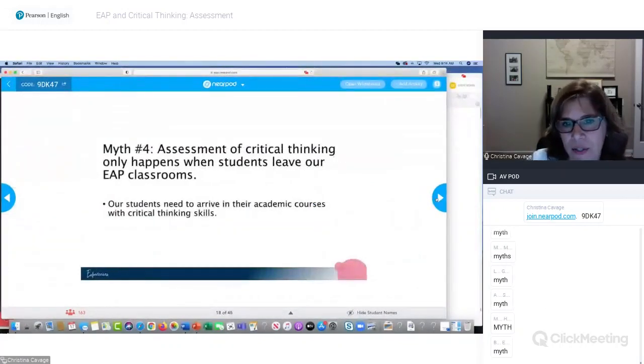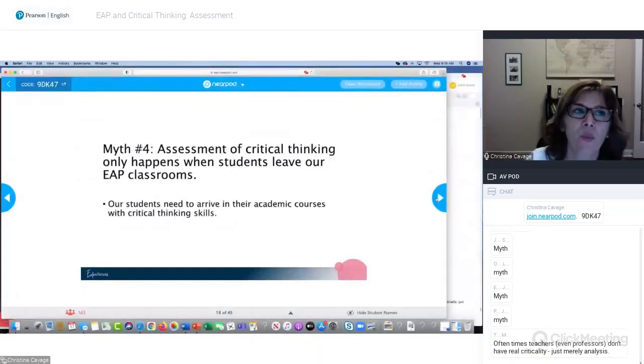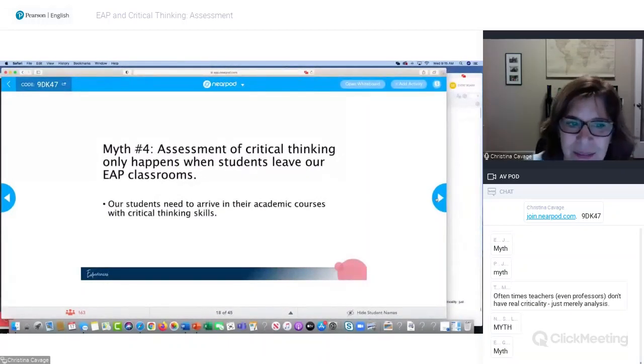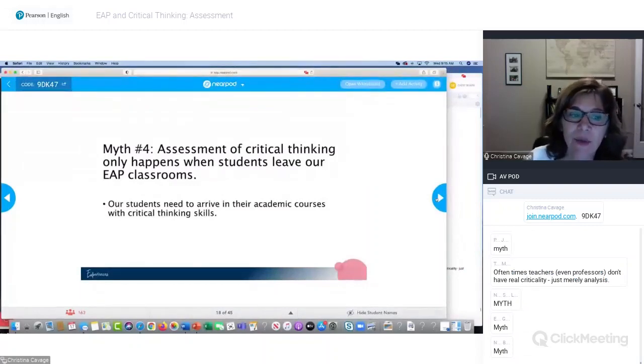And this also is a myth. Our students need to arrive in their academic courses with critical thinking skills, okay? We cannot count on them being developed when they're in their academic discipline courses. It's something that we really need to build and develop.